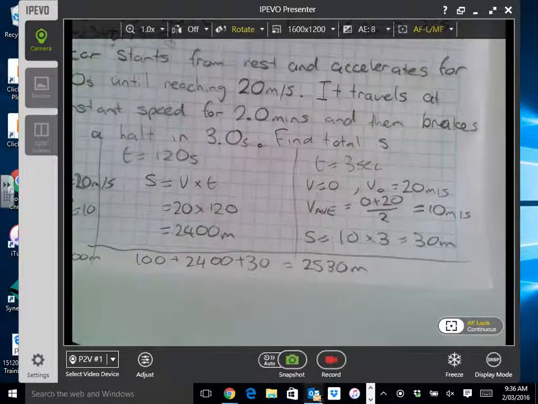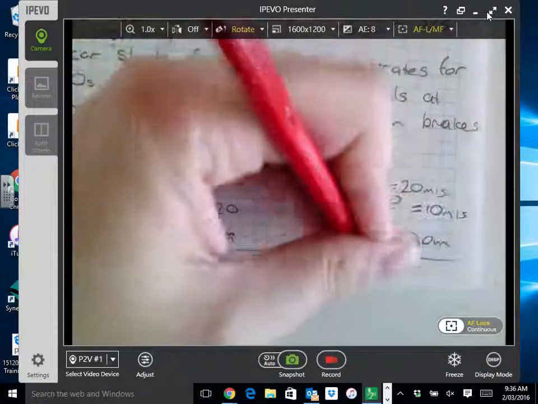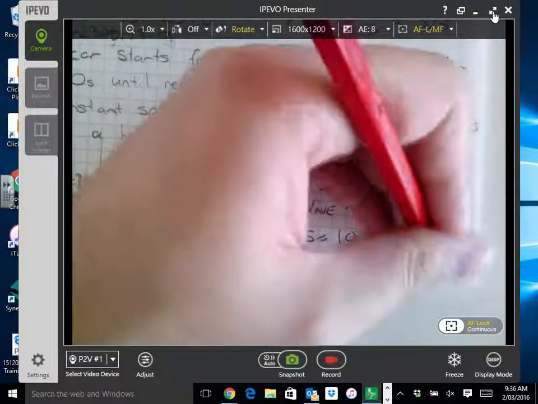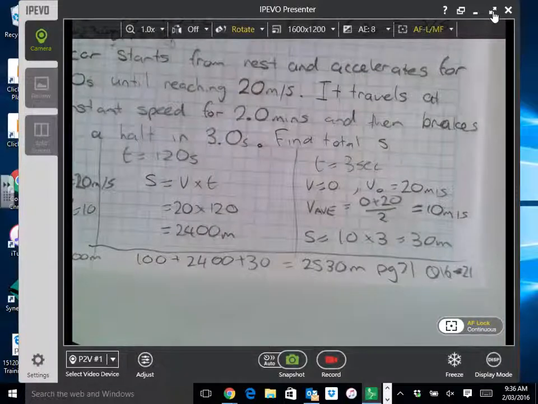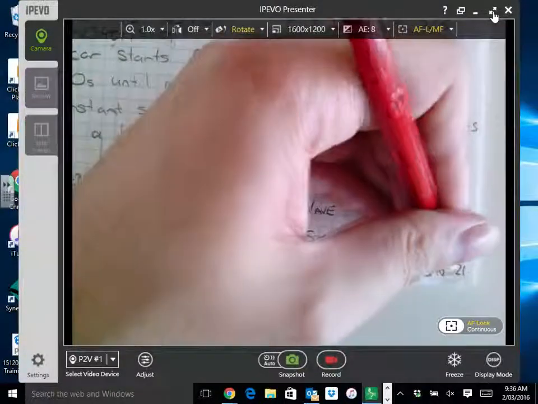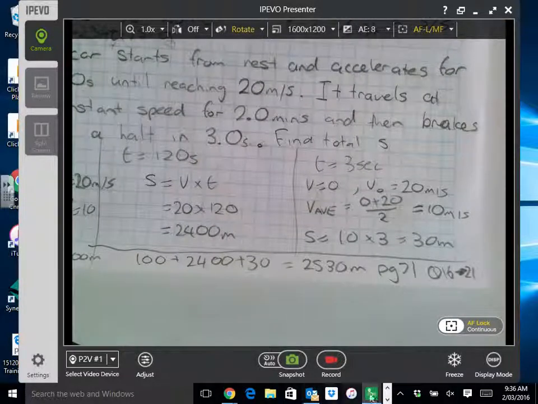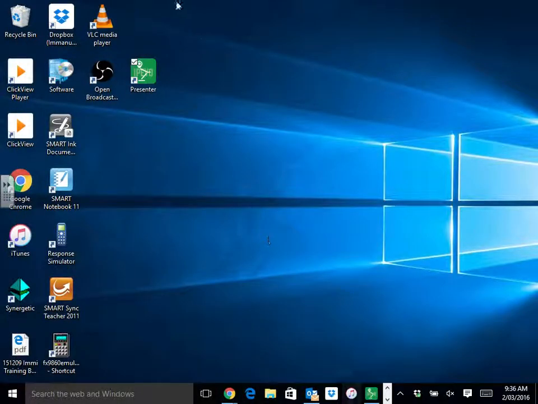I think I've been chatting for too long. I'm going to write up a few things on the board, but if you guys want, just have a try on page 71, questions 16 to 21. Just for the moment, I'll probably set some more later on, but I just want to get you guys just playing around with this a little bit. And look, I'm going to cut off here, and you guys just have a try. Try for yourself. What questions? It's on the board.